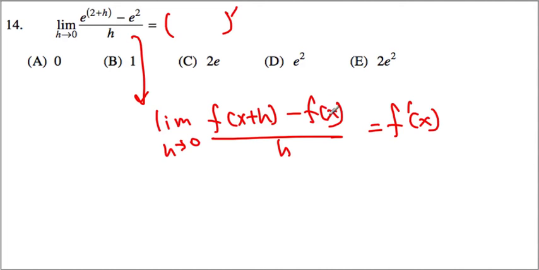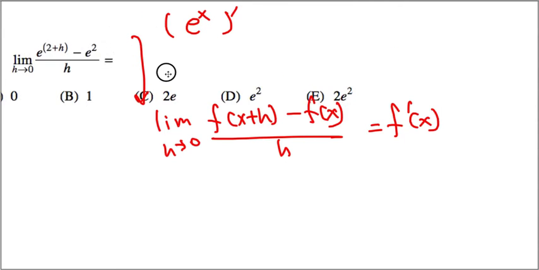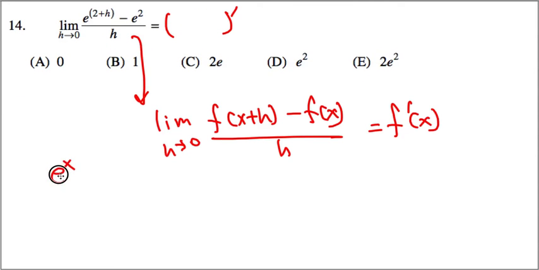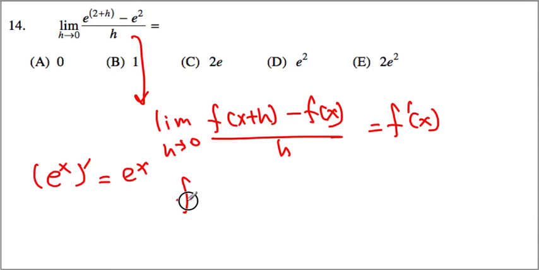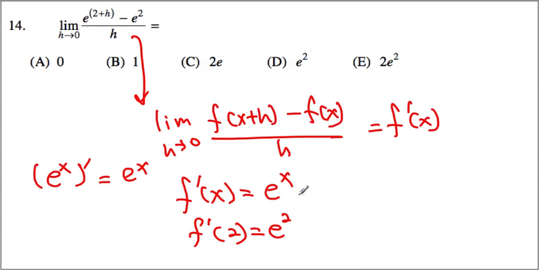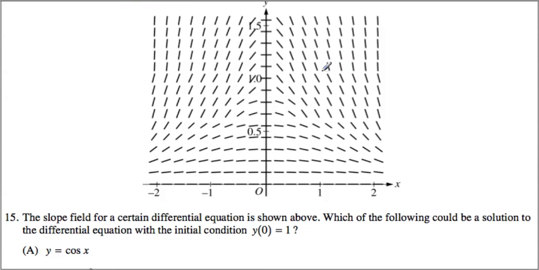In fact, the function can be expressed with the second term here, e to the x. Now, let me just rewrite this one over here. So then here we realize that that's equal to simply e to the x. In other words, f prime of x must also be equal to e to the x. But we are looking at when the value of x is equal to 2. So f prime of 2 becomes e squared, which will be choice D.